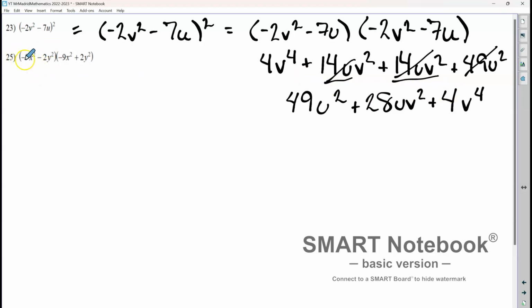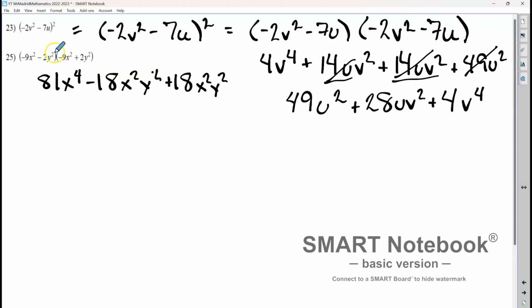Here, in this scenario, we have the difference of squares. Why? Because it's pretty much the same binomial, but here there's a minus and there's a plus. So let's do what we always do and then make an observation. So this times this is 81x to the 4th. This times this is negative 18x squared y squared. This times this is plus 18x squared y squared. And the last one is minus 4y to the 4th.